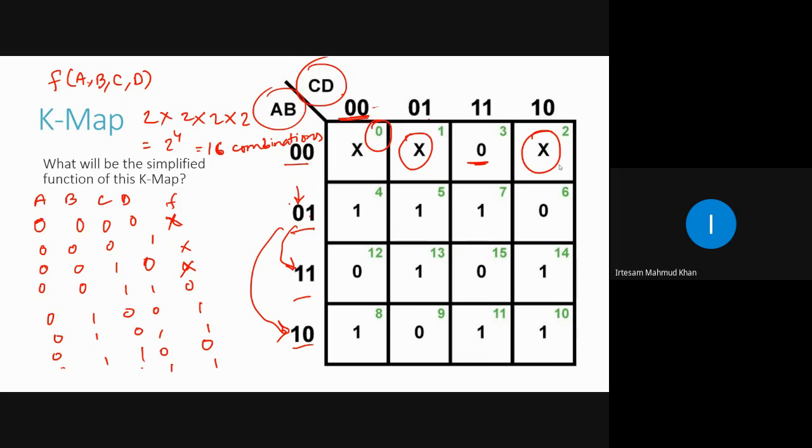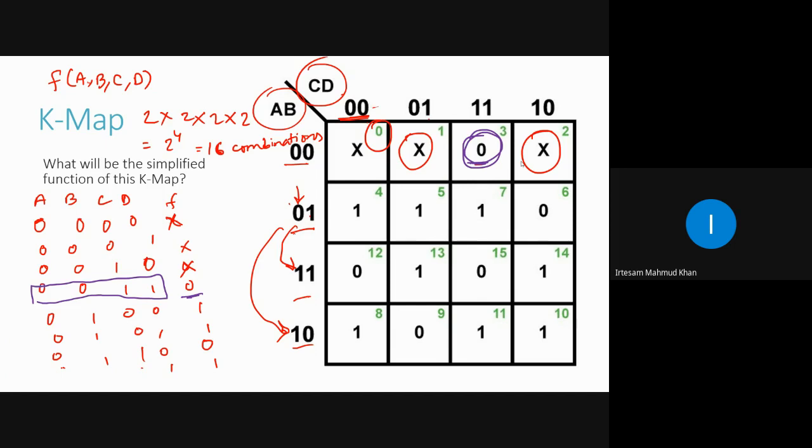And then 0, 0, 1, 1, we have 0, 0, 1, 1 here. Okay, so let's look at this row, 0, 0, 1, 1. For 0, 0, 1, 1 input, we get an output 0. So we provide this here. So we need to construct the k-map like this.